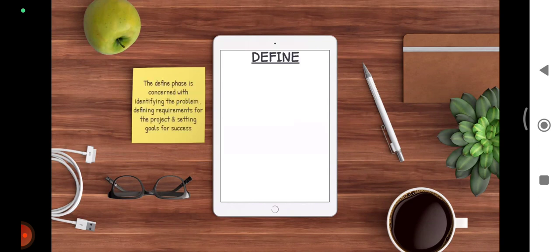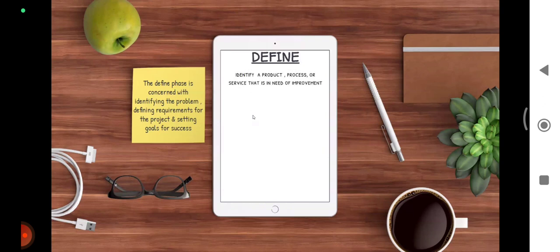So what exactly does it mean to define? This stage is concerned with identifying the problem from the customer's perspective, and then you define the requirements for the project, and then you set the goals for success. At the end of the define phase, you should have answered the questions: what is the problem? What is the critical to quality? And what does the customer expect from you? All right. So what exactly needs to be done here?